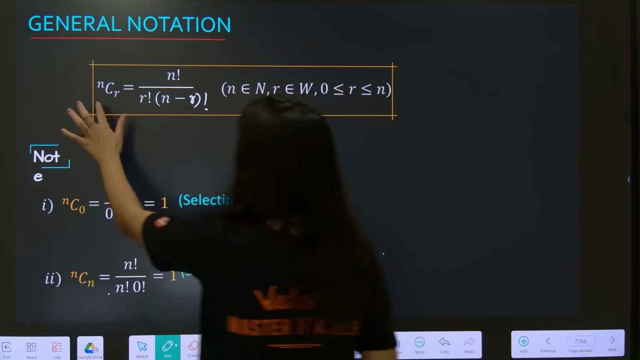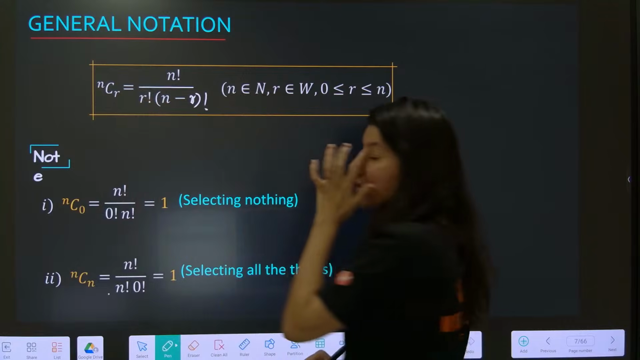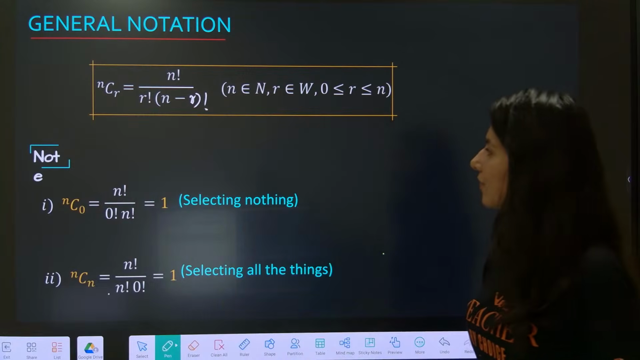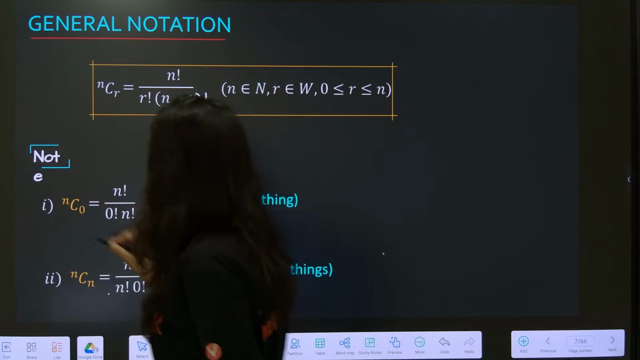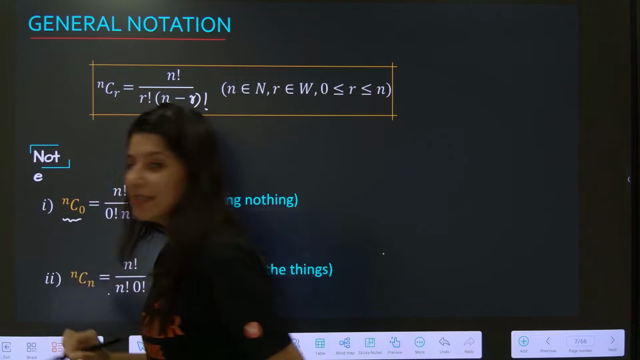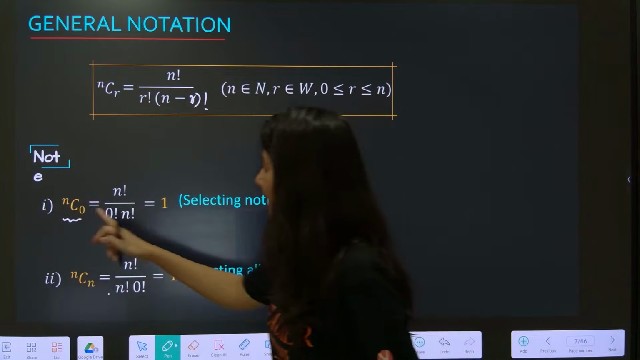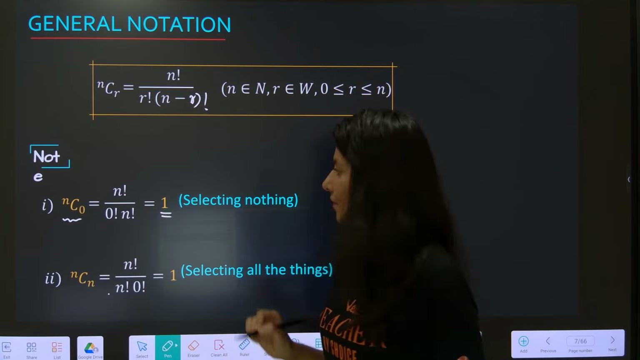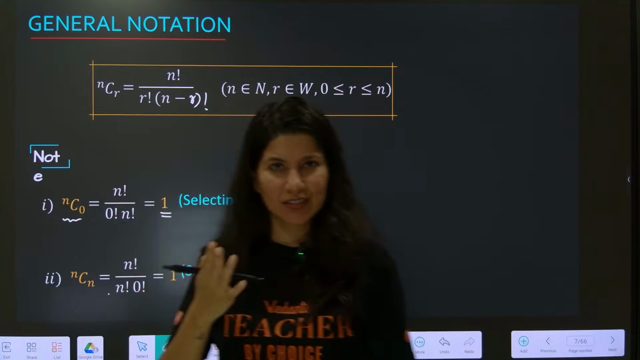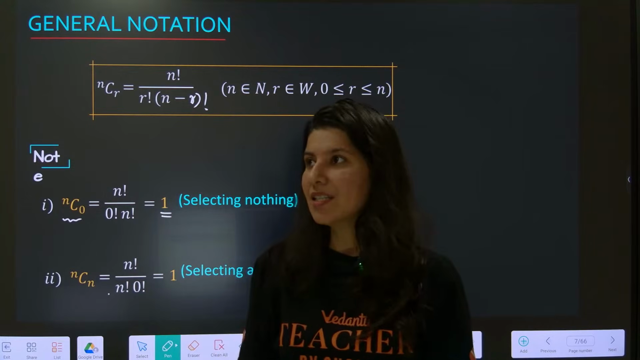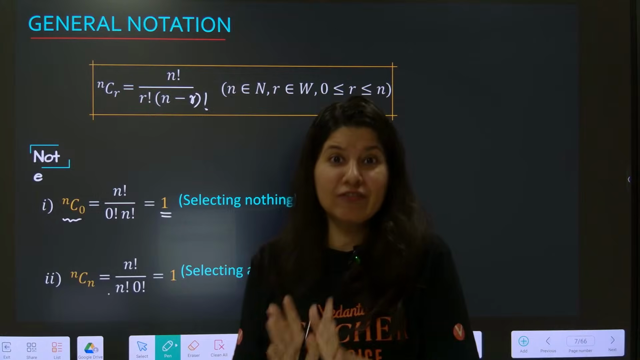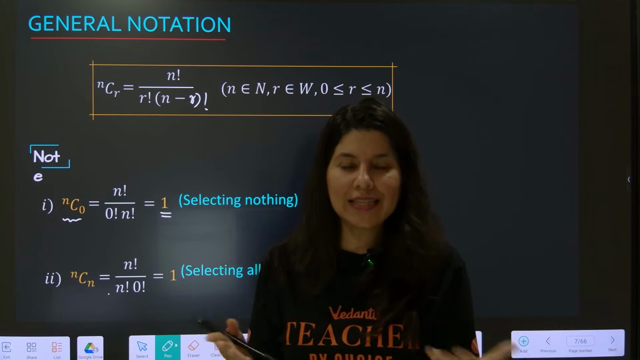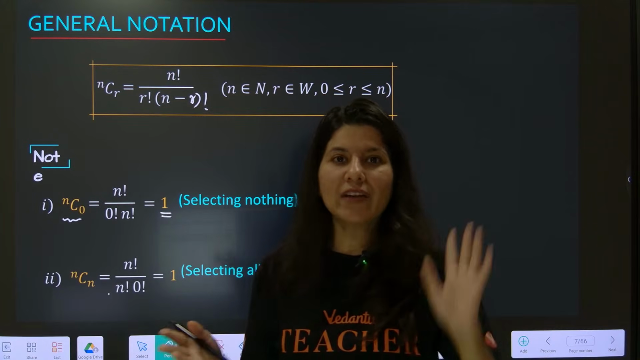NCR is N factorial upon R factorial, N minus R factorial. So here, NC0. What is NC0? So NC0 is nothing but 1. Think about it. NC0 is nothing but selection of 0 objects, that means selecting nothing out of n different objects.